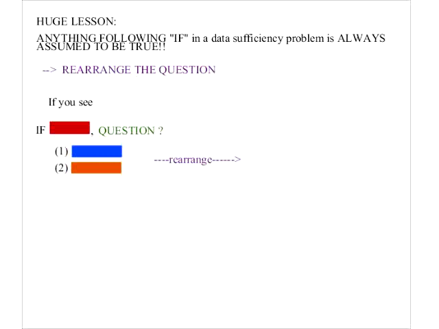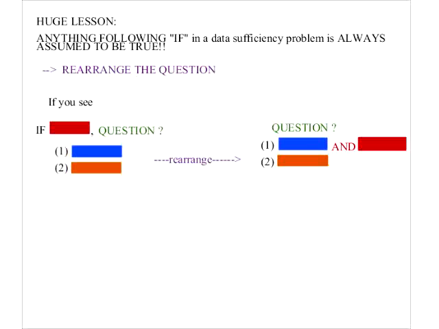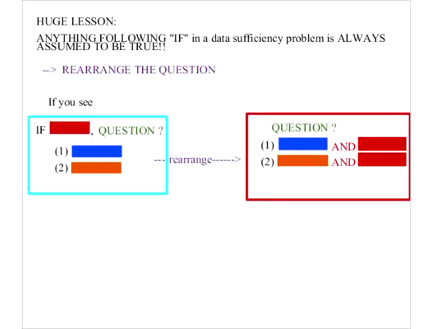And so the question part is really just the green question. You should rearrange the data sufficiency problem so it's just the question. Then, because the red statement is assumed to be true, you can add it to the statements that are already there. Statement one is still that, statement two is still that, but whatever it says after the if part, you can add. So statement one actually becomes two things, and statement two also becomes two things. This is a massive rearrangement that's going to make a lot of these problems much simpler. If you see this sort of question, you should rearrange it so that it looks like this.